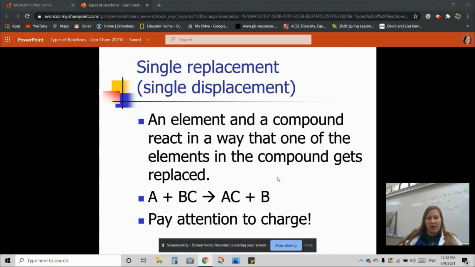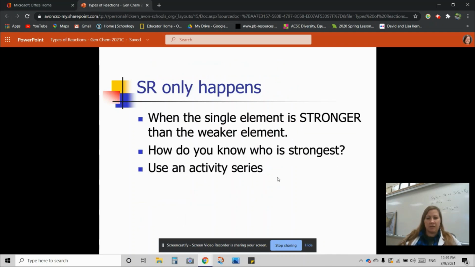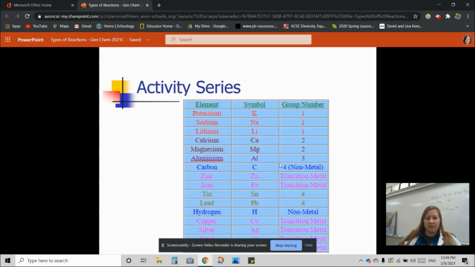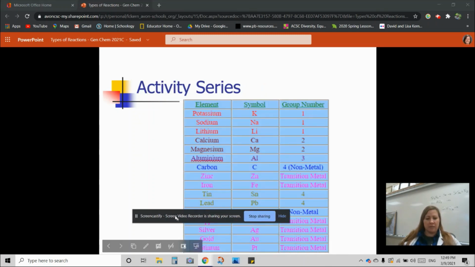So the way that we know how an element's strength compares to the strength of other elements is called an activity series. So how do we know who is strongest? We use the activity series. An activity series is a list of elements.